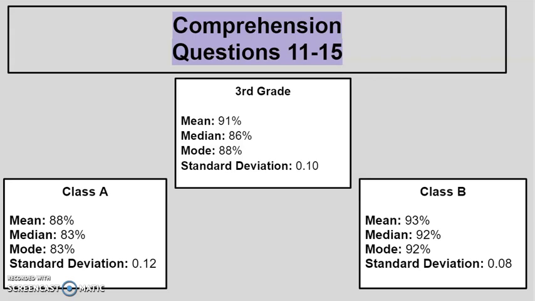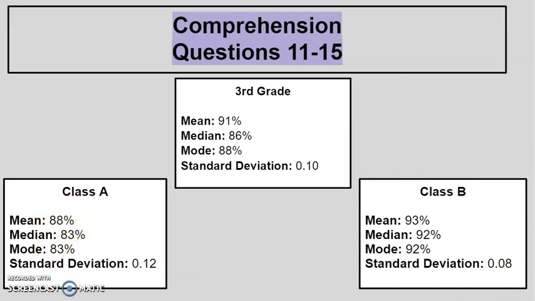When the comprehension level questions are broken down by classes, the data indicates a closer range of scores on questions 11 to 15. So Class A's mean score on these questions was 88, while Class B's mean score was 93. Class A's average of 88% and Class B's average of 93% presents a reversal of the knowledge level questions on the previous slide. Class B scored higher with a lower standard deviation than Class A.